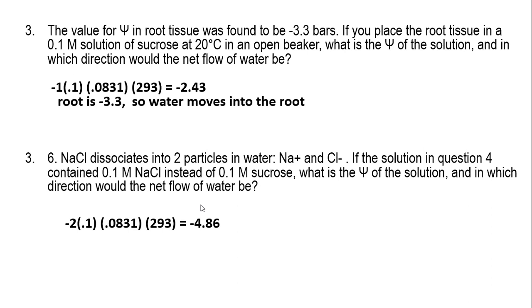Boom, look at that. By going to -2, we've now made our solution have an even lower potential. Okay, so now we have -4.86 being the solution, and we put in a root that's -3.3, right? Water is going to move out of the root, because now the surrounding solution is much more concentrated.